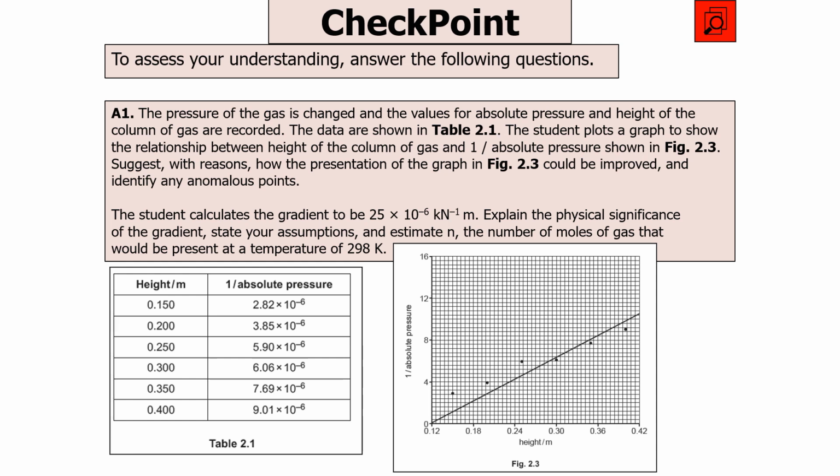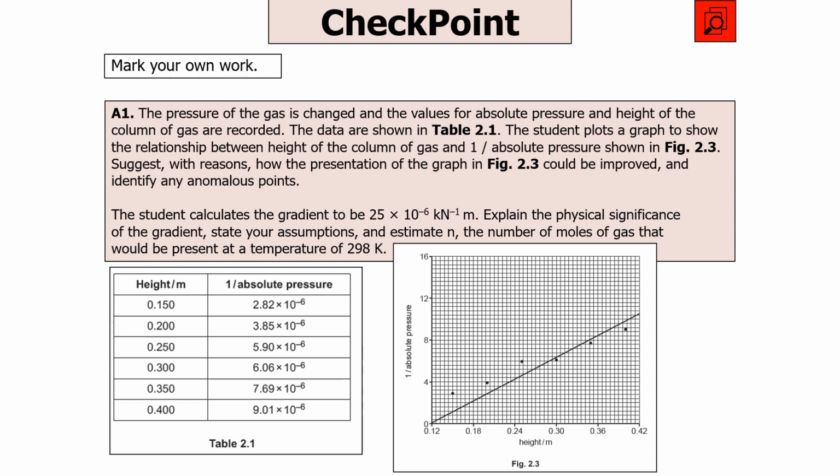The next question says, the pressure of a gas is changed and the values for absolute pressure and height of a column of gas are recorded. The data is shown in the table below. The student plots a graph to show the relationship between the height of the column of gas and 1 over pressure. Suggest with reasons how the presentation of the graph could be improved and identify any anomalous points. The student also calculates the gradient to be 25 times 10 to the minus 6 kilonewtons per meter. Explain the physical significance of the gradient, state the assumptions and estimate n, the number of molecules of the gas that will be present at a temperature of 298 Kelvin. So pause the video now, then unpause the video when you want to go through your answer.